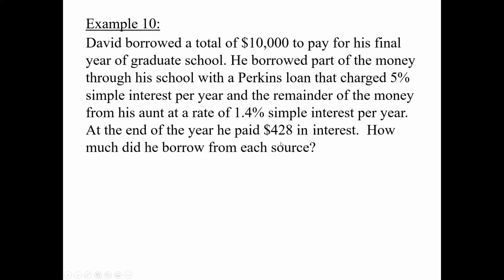At the end of the year, he paid a total of $428 in interest. In other words, the interest on the 5% money plus the interest on the 1.4% money added up to $428. Now, how much did he borrow from each source?